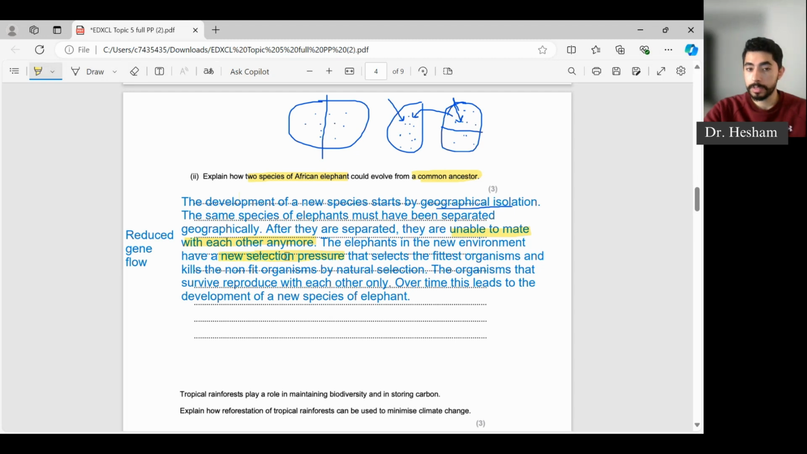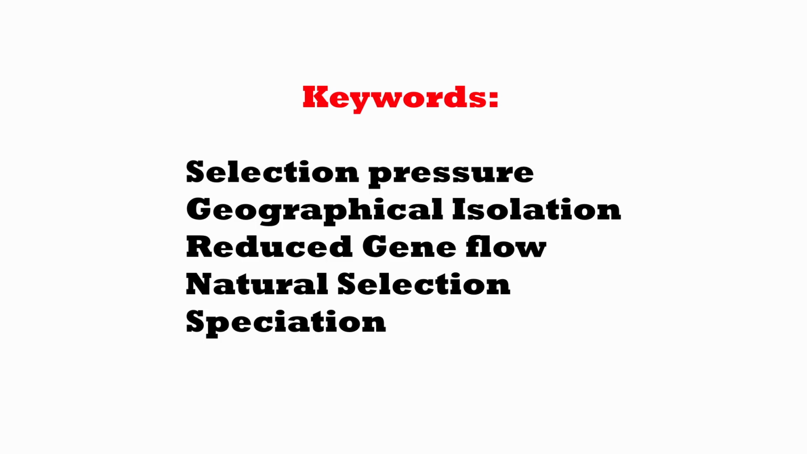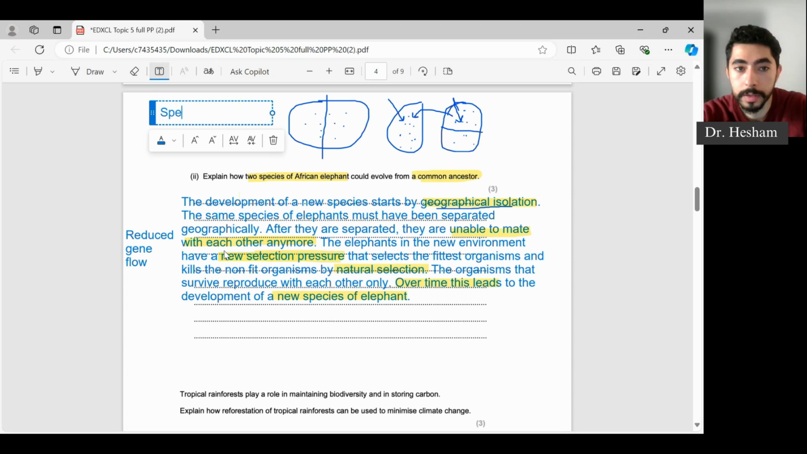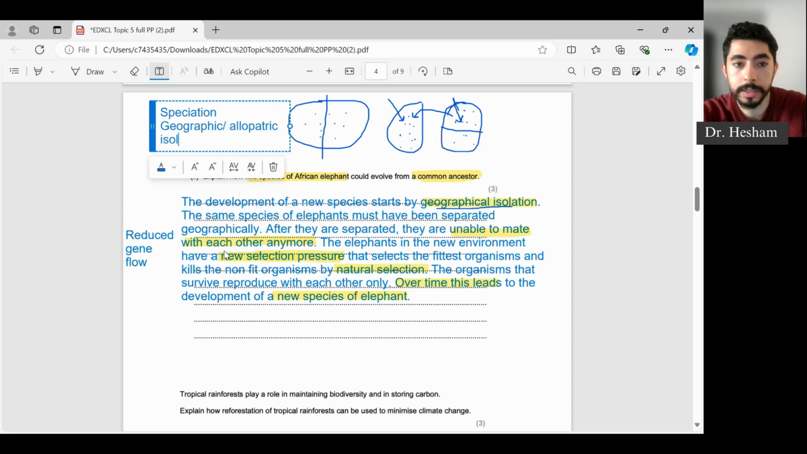The keywords are selection pressure, geographical isolation, and natural selection. And you have to mention that over time, this leads to a new species of elephant. So here we linked the concept of speciation, geographical or allopatric isolation, and natural selection.